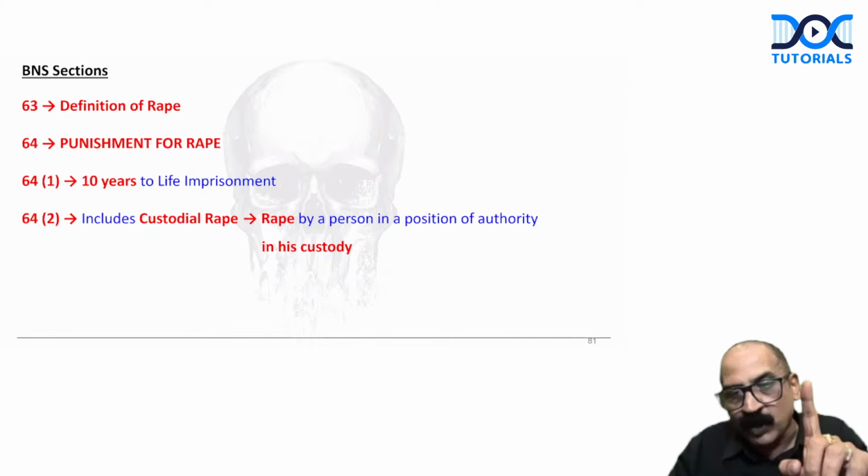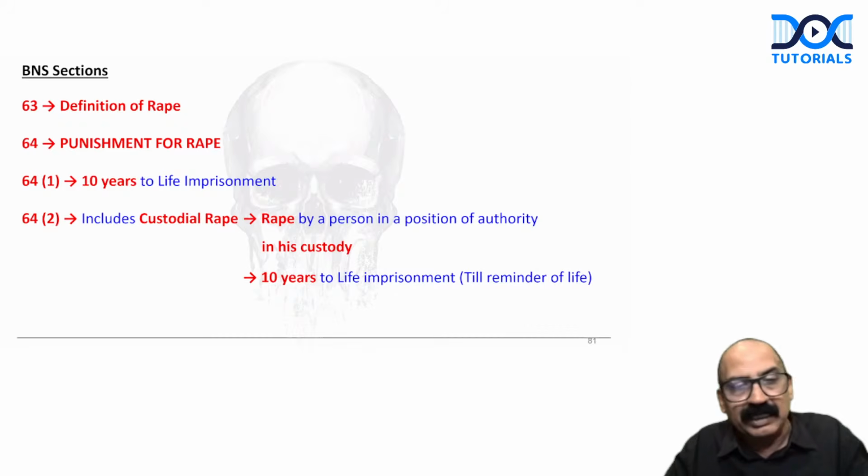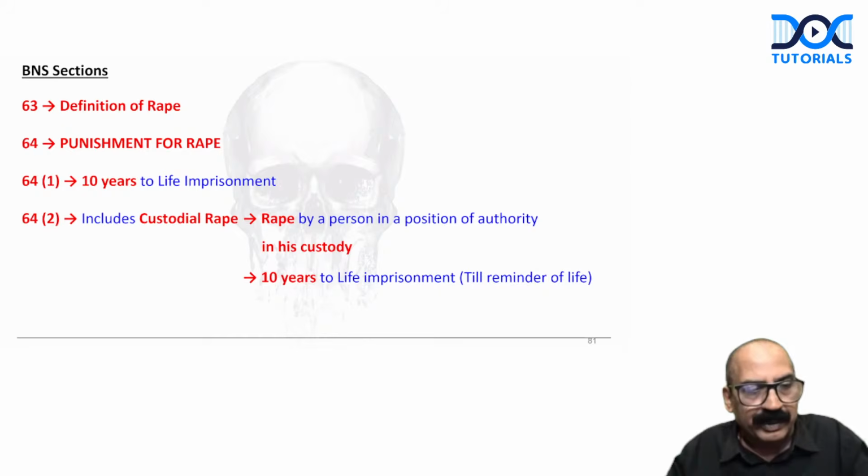Minimum 10 years, which may extend to life imprisonment. Life imprisonment, in the sense, he should be there in the jail till his death. The imprisonment will not be commuted. He should be there in the jail till his death.